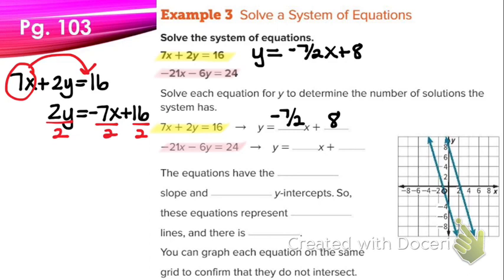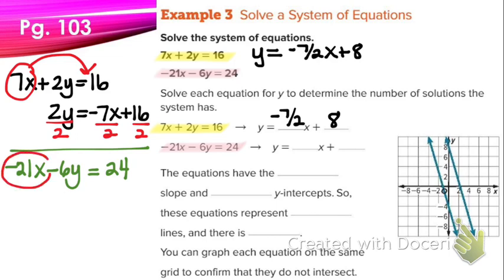So let's go ahead and take our second one and do that together. Negative 21x minus 6y equals 24. So what's our first step? Add the 21x, not subtract. We're going to take this, move it over, and it's going to become positive.